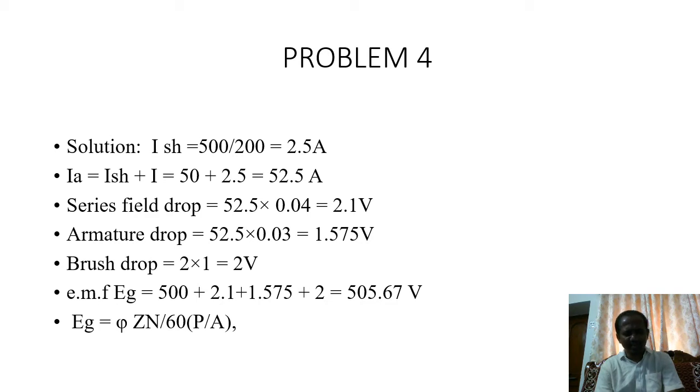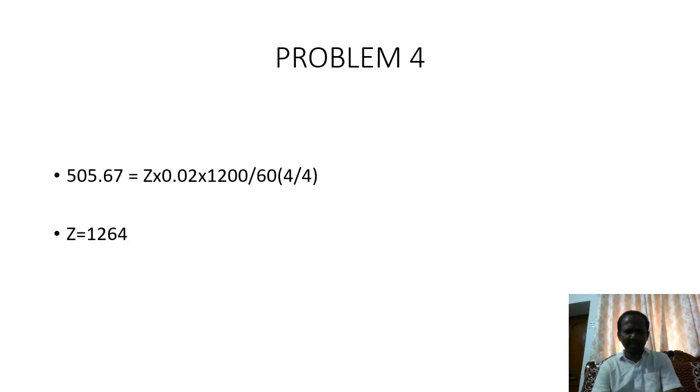Actually, we are considering the type of winding in case of generators, which is lap wound or wave wound. If it is lap wound, you know that A is equal to P. If it is wave wound, A is equal to 2. Substitute this value and you will get Z, the number of conductors in the armature. Right, see that? E is 505.67. Next, Z is the unknown value. Next, flux is given 0.02.